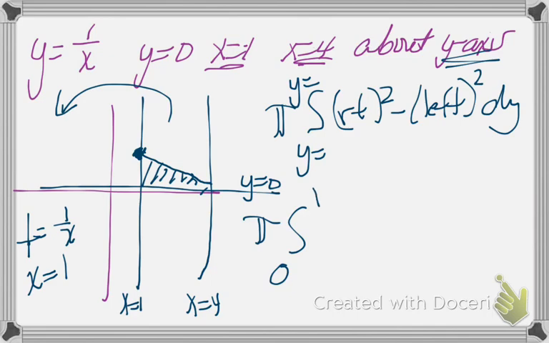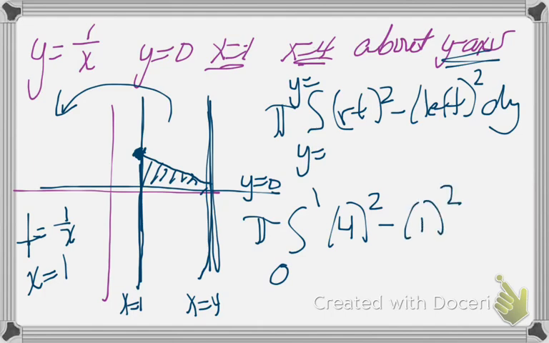My function on the right is over here. This is my x equals 4. So 4 squared minus, this is my function on the left over here, which is going to be my 1 squared dy.